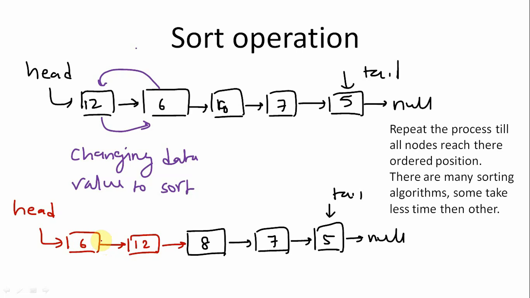So that's why we will change the data value. It's not that it's not possible, it's possible, but it's a complex procedure. That's why we'll change the data value. So now see, when every node reaches the correct position, the list will be sorted.